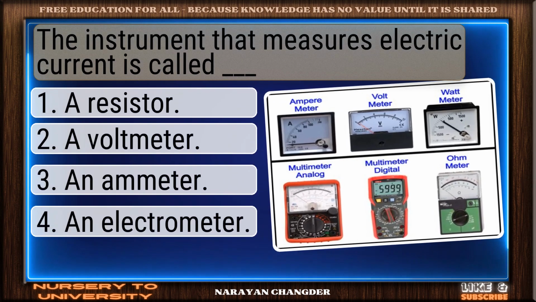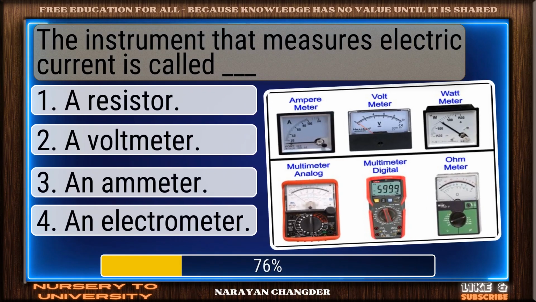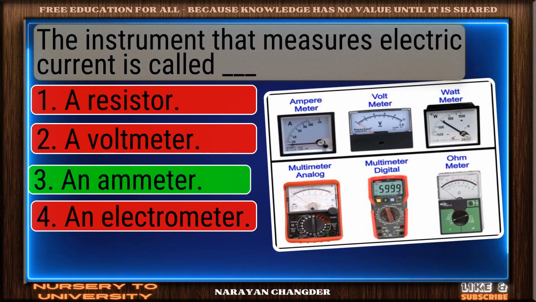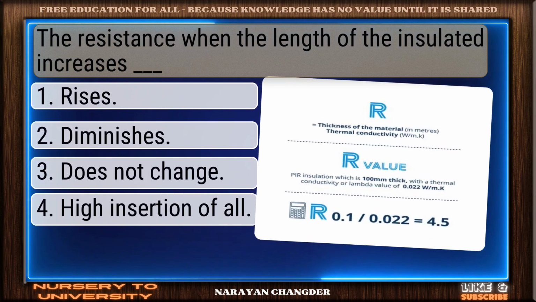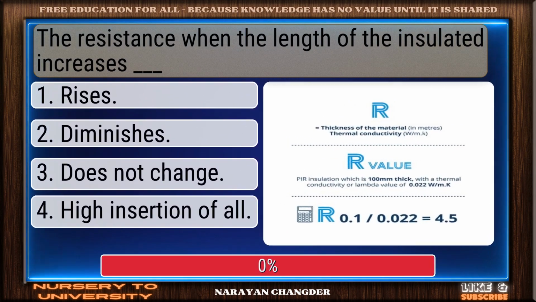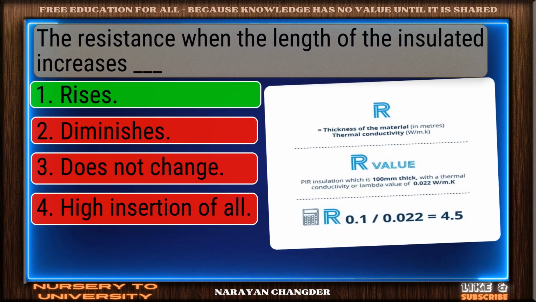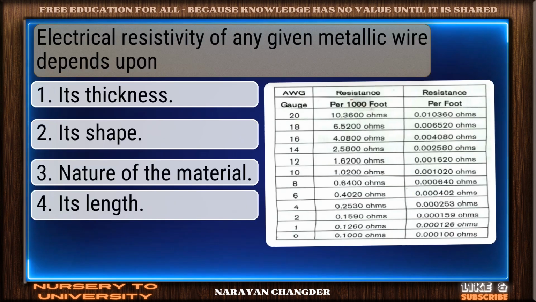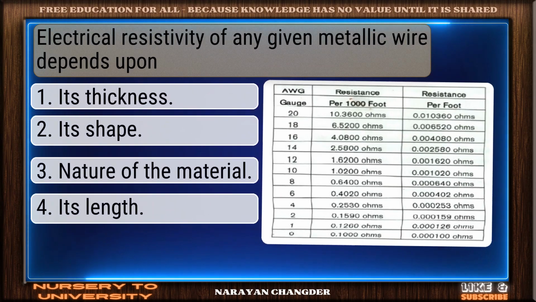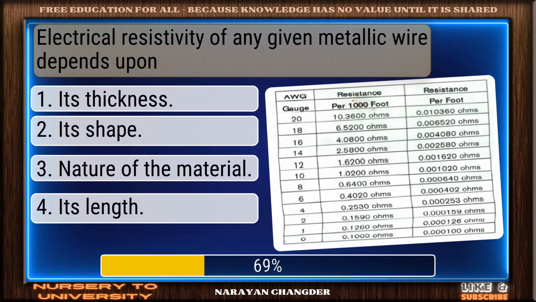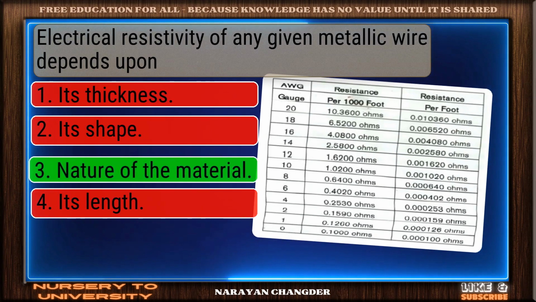The instrument that measures electric current is called dash. Correct. An ammeter is spot on. The resistance when the length of the insulated wire increases dash. Excellent choice. Rises is right. Electrical resistivity of any given metallic wire depends upon. You're right. Nature of the material is correct.